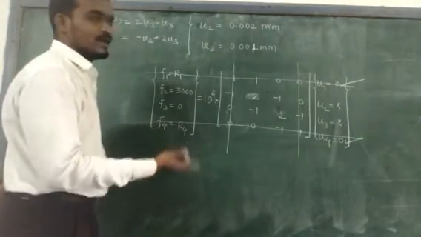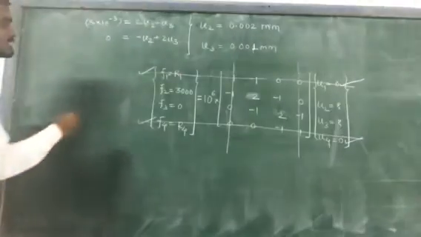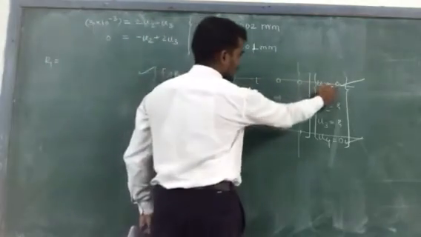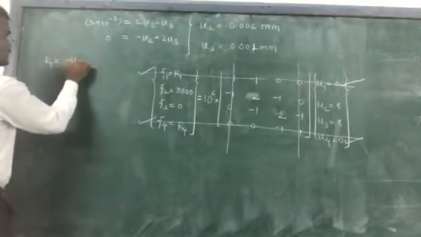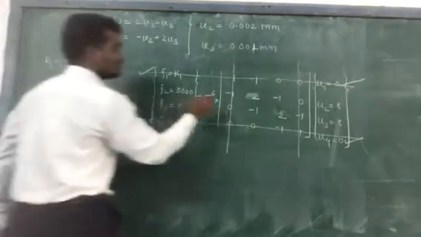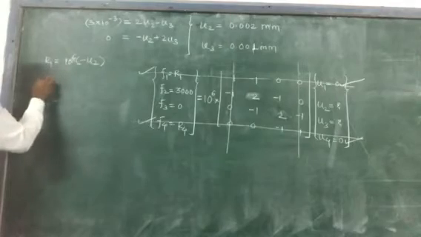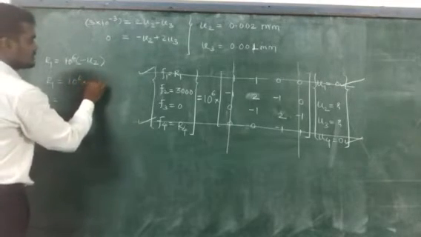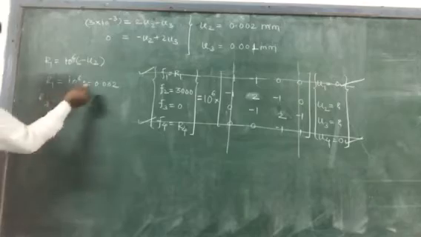Now next, find out the reactions. By using the first and fourth equations, you will get the reactions. So R1 is equal to 1 times u1, and u1 is equal to 0, so 0 minus 1 into u2, but 10 raised to power 6 also. Don't forget to take this 10 raised to power 6 into account. Minus u2, so 10 raised to power 6 into minus 0.002. So you will get R1 is equal to minus 2000.